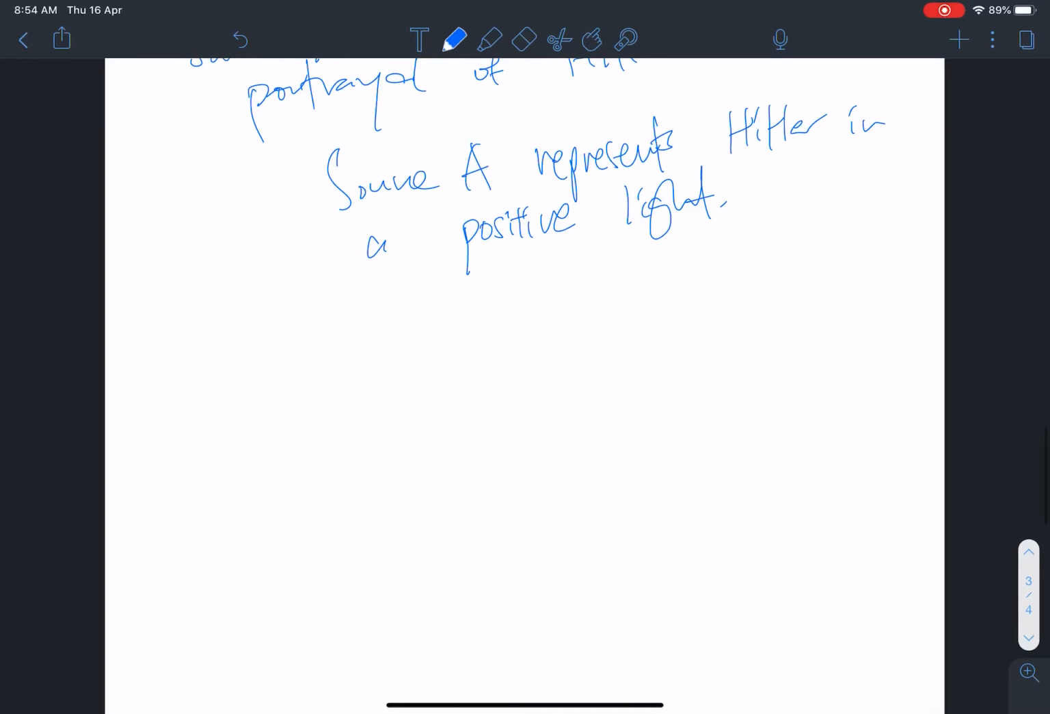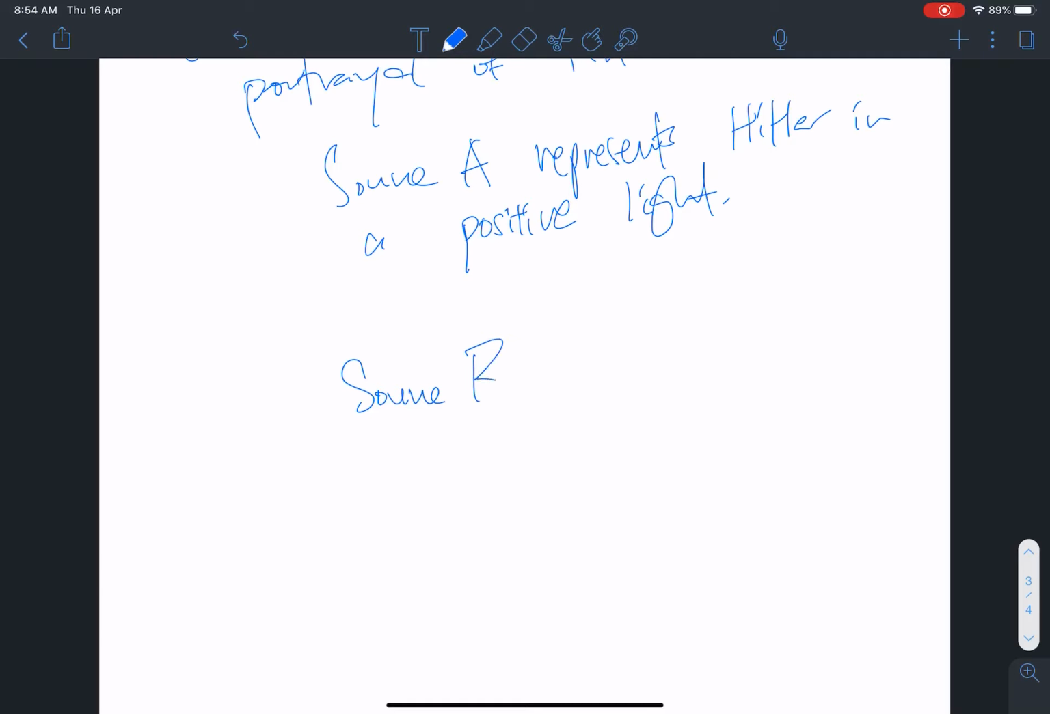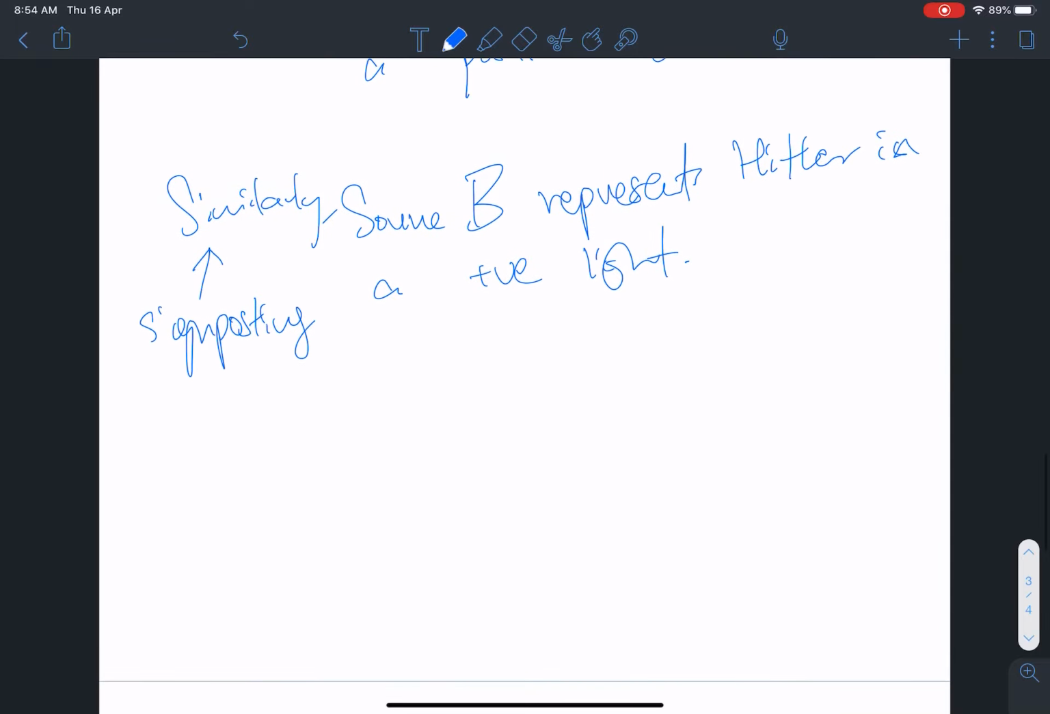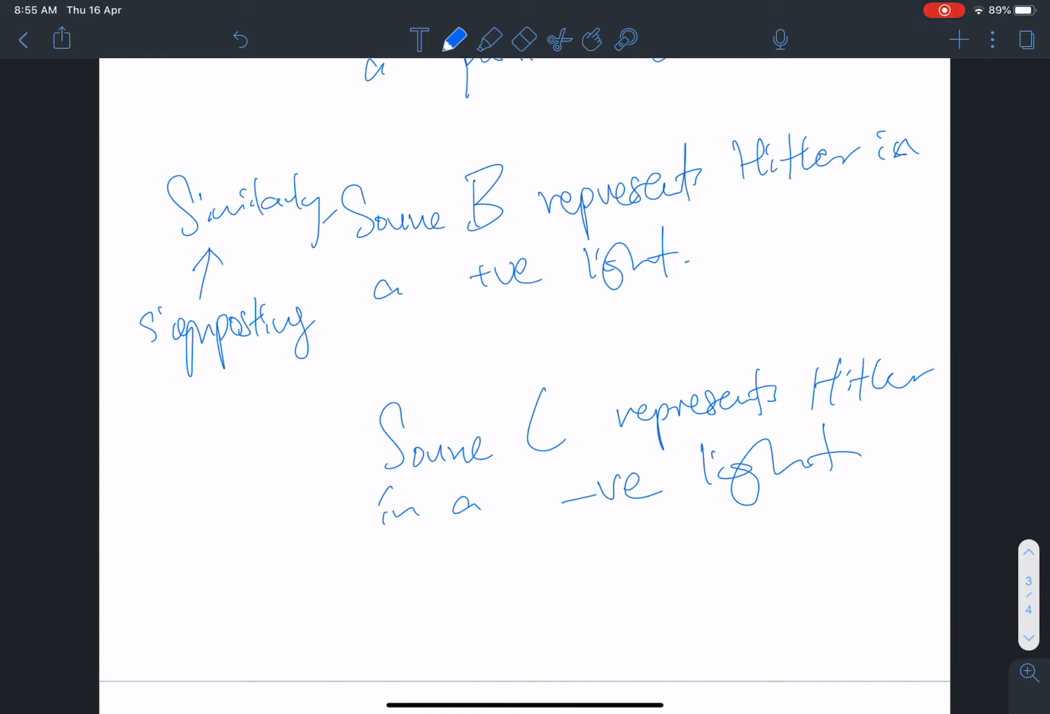Okay, then I explain it, and I have source B represents Hitler also in a positive light. Here I would say similarly, source B represents Hitler. Because this is signposting, it is indicating to my marker what I am talking about. However, if it is different and I have source C represents Hitler in a negative light, I would use something like in contrast, or however, conversely, and so on.